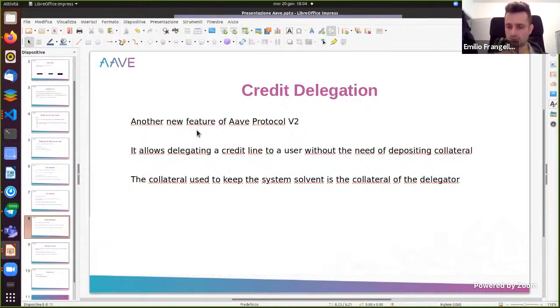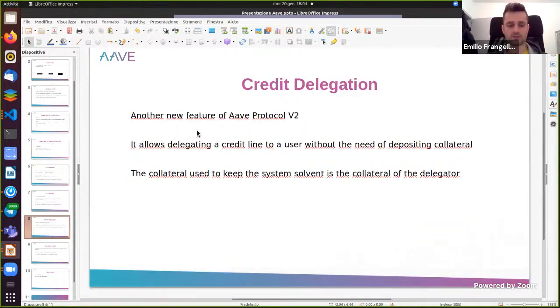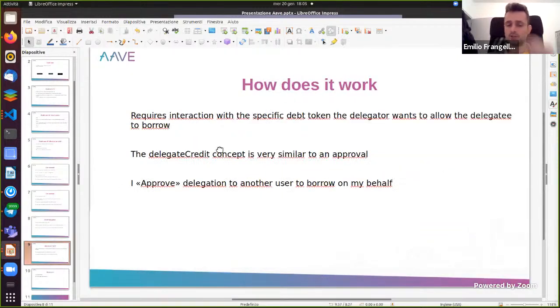So a user can go to Aave and borrow transparently without depositing any collateral, with, of course, the constraint that this particular entity is connected to the delegator by an off-chain relationship. Okay, so this is already very, very powerful, and it's something that is not so easy to do with the same flexibility without credit delegation. But it's even more powerful if you consider that this functionality can be used by contracts.